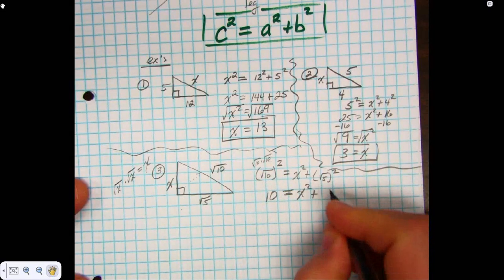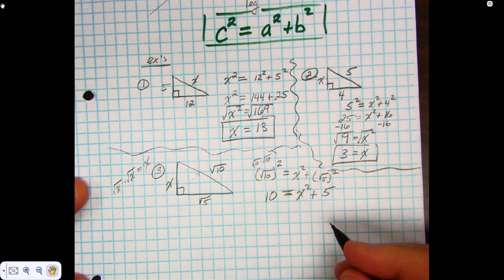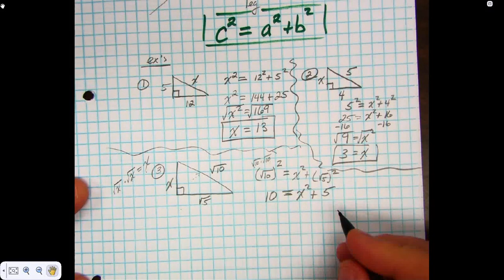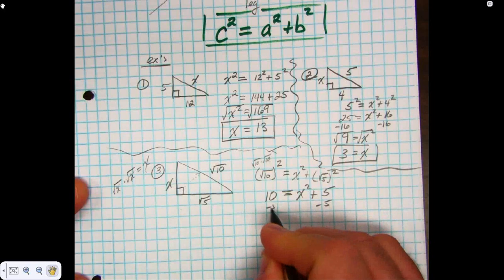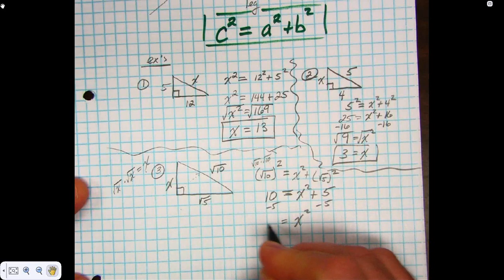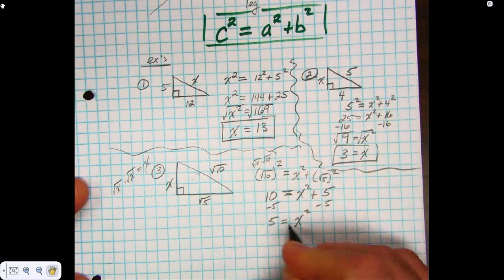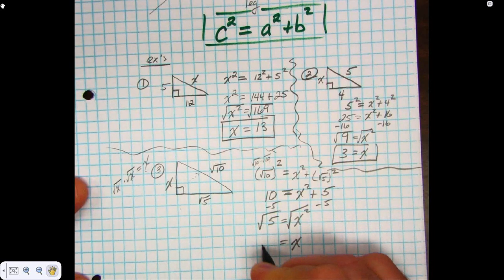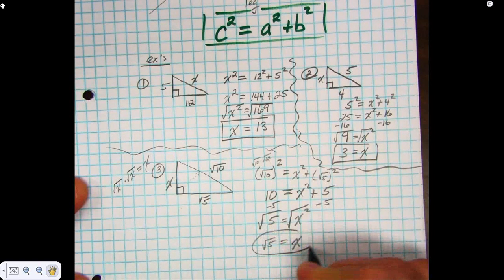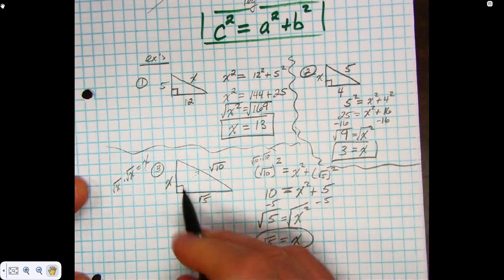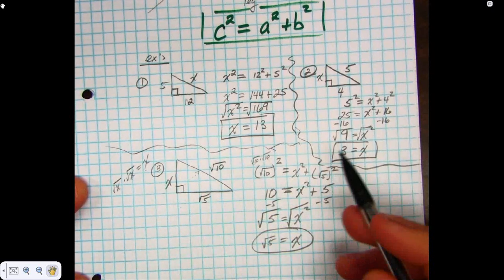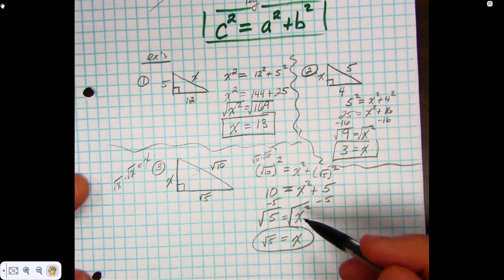X squared plus, well, what's square root of 5 squared? 5. So what would I do next? So x squared is equal to what? What do I do now? So x is what? Square root of 5. Turns out you have a 45, 45, 90 triangle here. We'll learn more about those later.